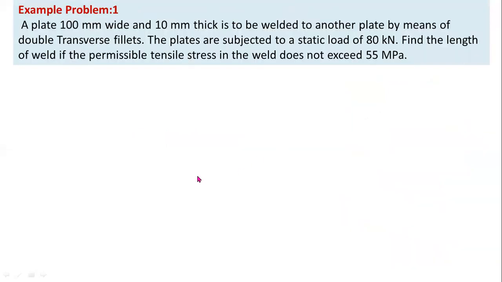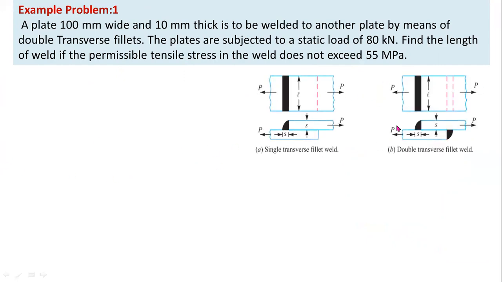Now, this is the example problem. The question is: a plate 100 mm wide and 10 mm thick is to be welded to another plate by means of a double transverse fillet weld. The plates are subjected to a static load of 80 kilonewtons. Find the length of weld if the permissible tensile stress in the weld does not exceed 55 megapascal. This is the given question. Here you have to consider a double transverse fillet weld.